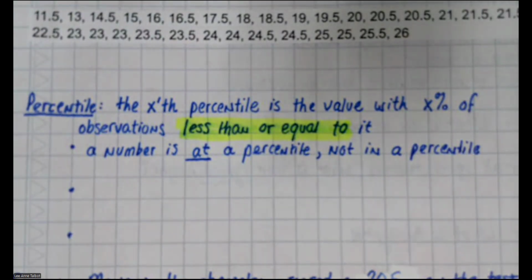The first one is just to make us sound intelligent. When we're talking about percentiles, we say that numbers are at a percentile, not in a percentile. If you say something's in a percentile, it's going to sound like you don't know what you're talking about. So just want to throw that out there ahead of time.